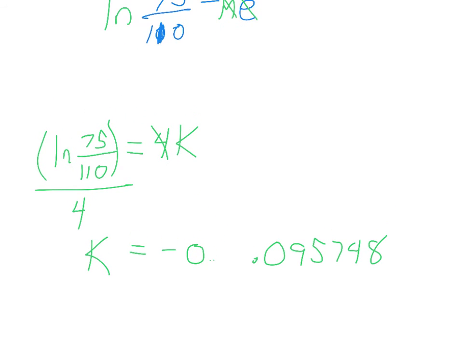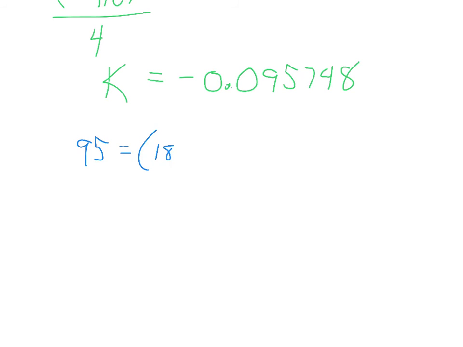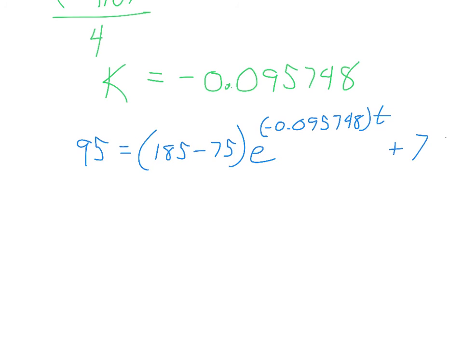Okay, so now let's roll all of that up and solve our question. We want to get to a temperature of 95. I'm actually going to find the total time to get to 95. So we're going to start at 185, and the ambient temperature was 75. E, well, we now know what K is, negative 0.09574 T plus, there's my 75 again. So it really looks the same, and now we're going to go through the same steps that we just did, and we're just going to solve for T.